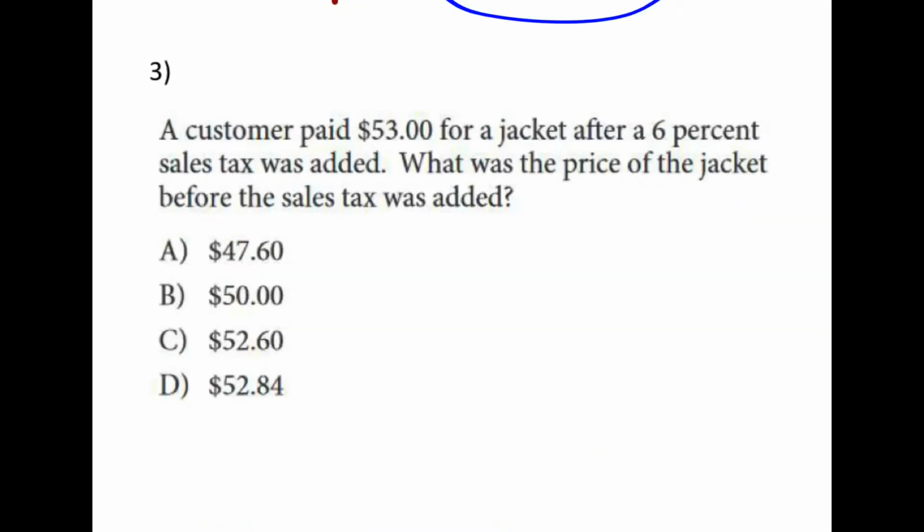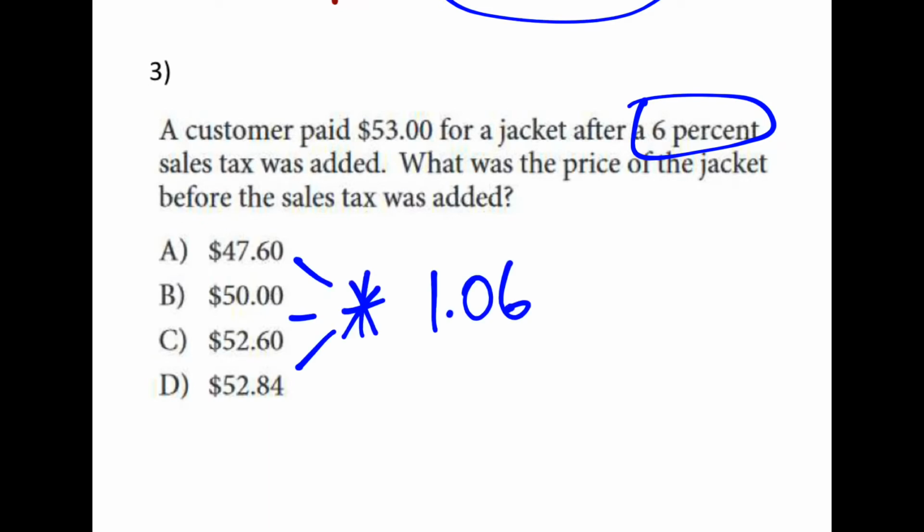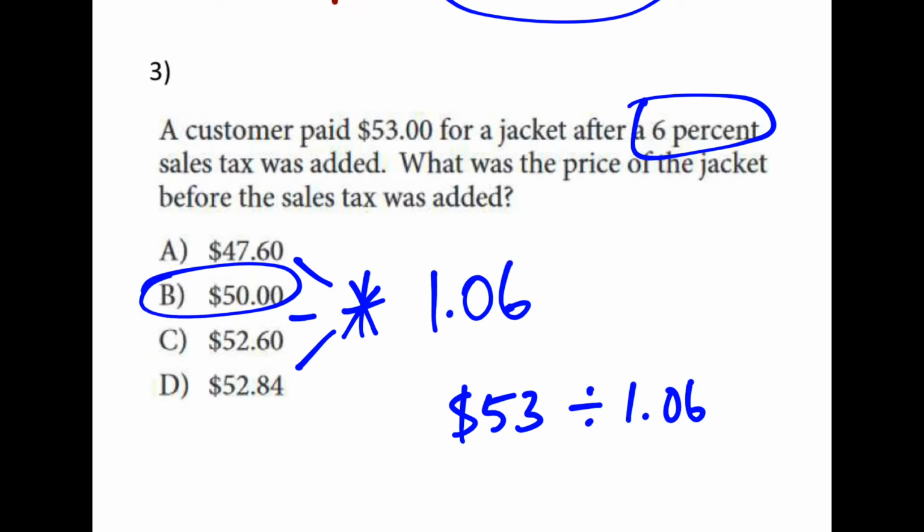Number 3, a customer paid $53 for a jacket after a 6% sales tax was added. What was the price of the jacket before the sales tax was added? Hopefully you're familiar with 6% sales tax, living in Michigan. You could start from the answer choices and multiply them all by 1.06. That's the decimal equivalent of adding 6%. But since this is the price after, you could just start with $53 divided by 1.06. Either way, you're going to get the answer B.